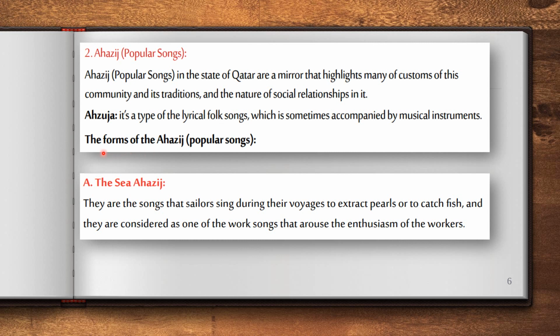Now let's find out the forms of Ahazeej. First, we have the sea Ahazeej. They are the songs that sailors sing together during their voyages to extract pearls or to catch fish, and they are considered one of the work songs that arouse the enthusiasm of the workers. Each song, varying in rhythm, would narrate different activities like pearling, diving, fishing, and even the spreading of their sails. So singing was also used to encourage the crew or the workers to work harder during the pearl hunting.